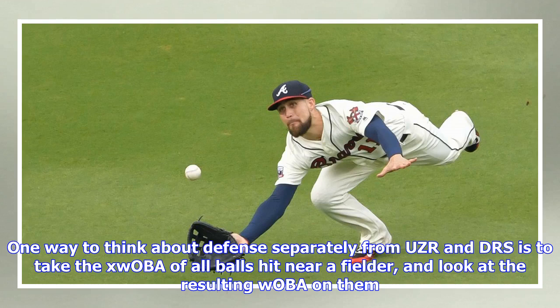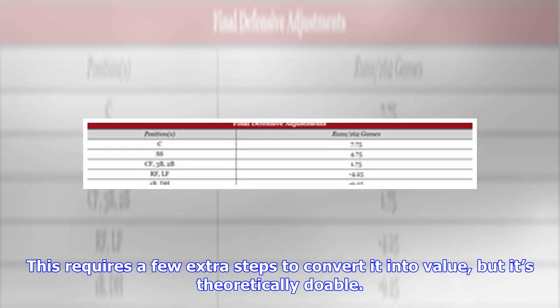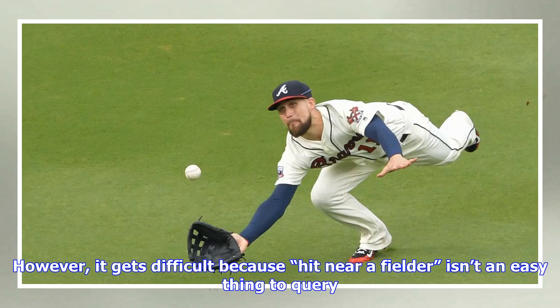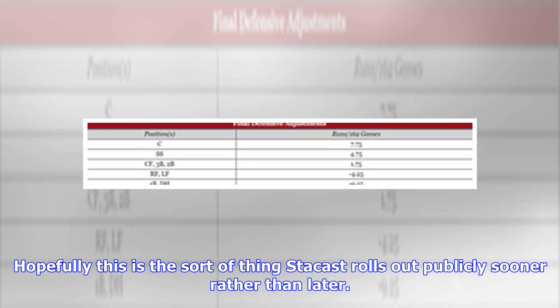One way to think about defense separately from UZR and DRS is to take the xwOBA of all balls hit near a fielder, and look at the resulting wOBA on them. This requires a few extra steps to convert it into value, but it's theoretically doable. However, it gets difficult because hit near a fielder isn't an easy thing to query. Hopefully this is the sort of thing Statcast rolls out publicly sooner rather than later.